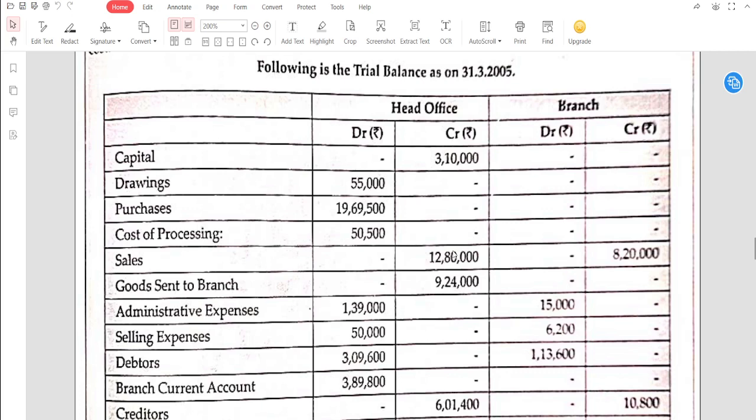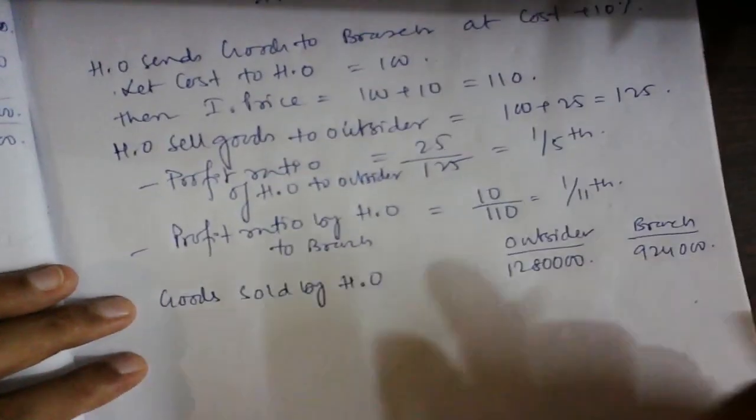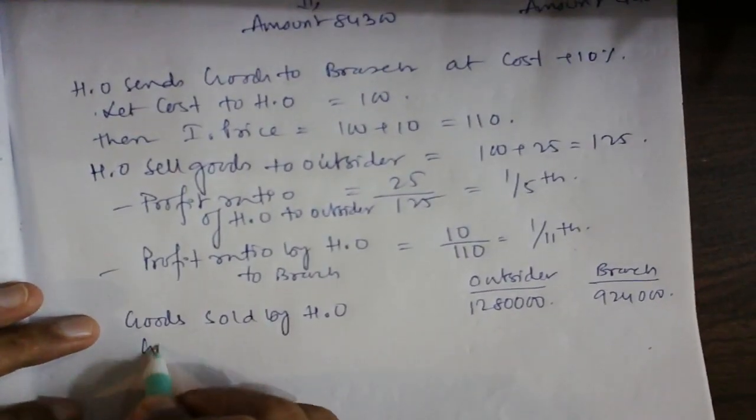12,80,000. Perfect, because whatever the sale you are seeing, it's an outsider sale, and goods sent to the branch by HO is 9,24,000. So HO sells goods to outsider 12,80,000, HO sends goods to the branch 9,24,000. So can I calculate the gross profit here directly? Yes, why not sir? So see here, I have written here already. So you can write here gross profit.